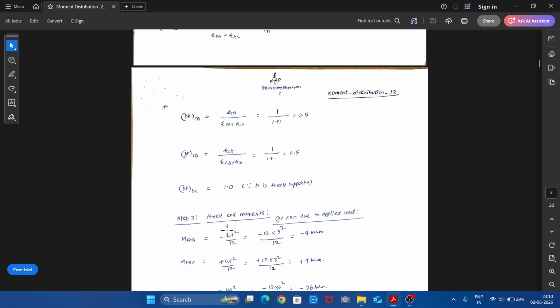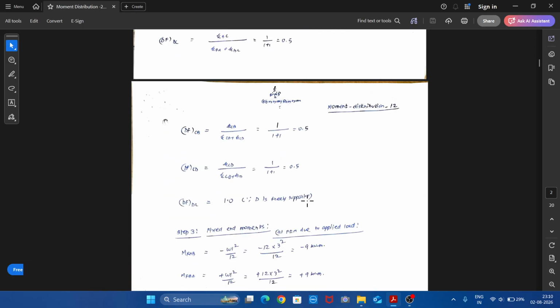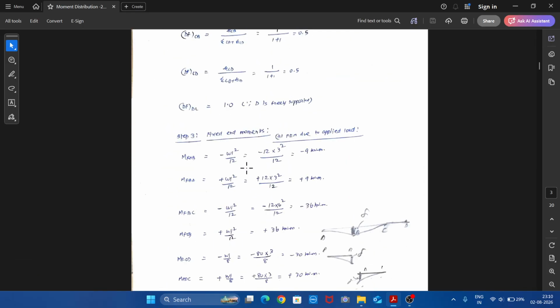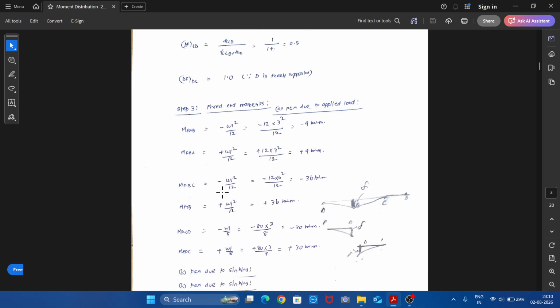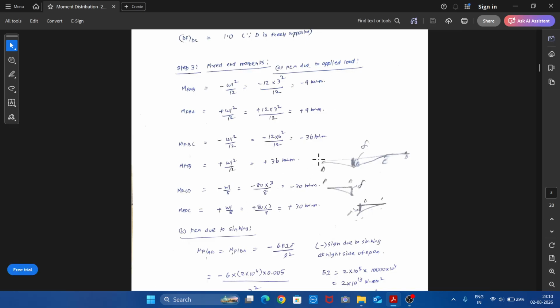Then the third step will be fixed end moments. Span AB is subjected to UDL, therefore fixed end moments will be minus WL squared by 12 and plus WL squared by 12. Span BC, UDL: minus WL squared by 12 and plus WL squared by 12. And CD we have a central point load, therefore minus WL by 8 plus WL by 8. Therefore using the formula we can calculate the fixed end moments. This is the fixed end moment due to the applied load alone.